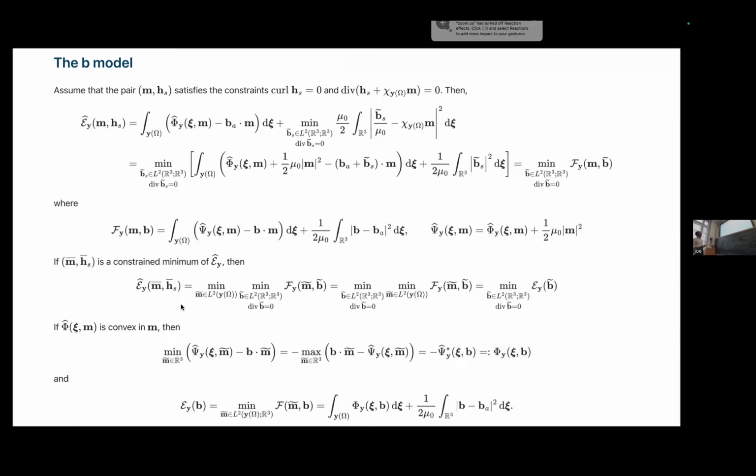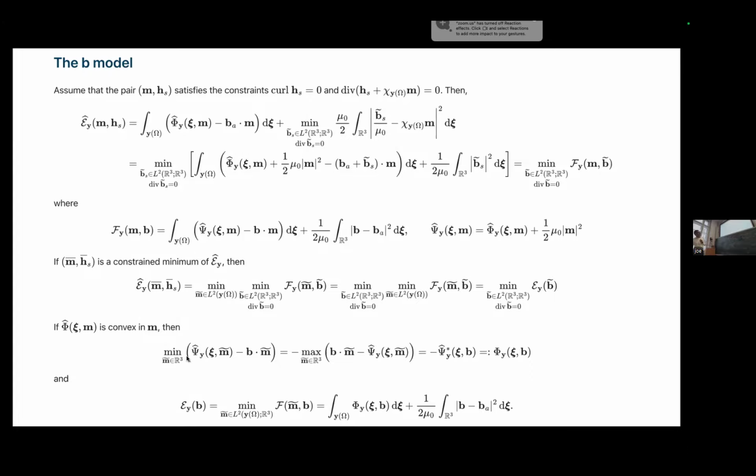So the advantage of this approach is that the resulting functional is local. The key point is that when we minimize over the m variable here, we have this chain of equations. I assume that m bar and HS bar is a constrained minimum of the magnetostatic energy. So I've written the energy as this minimization. I can minimize with respect to the m in L2 this functional, I invert the order of the two minimizations, and I end up with this.